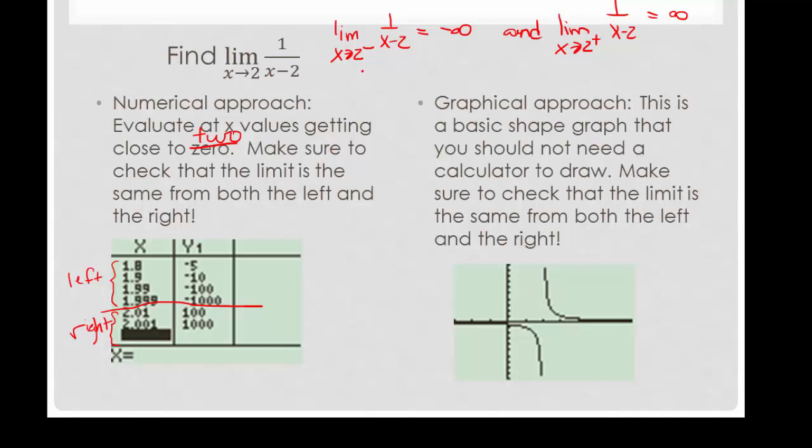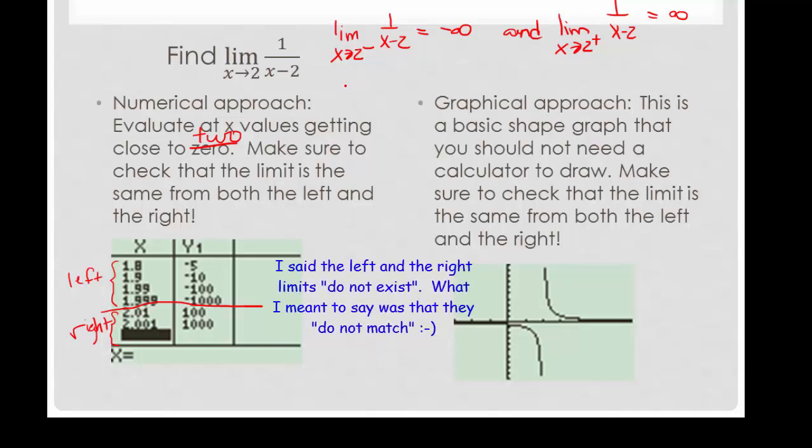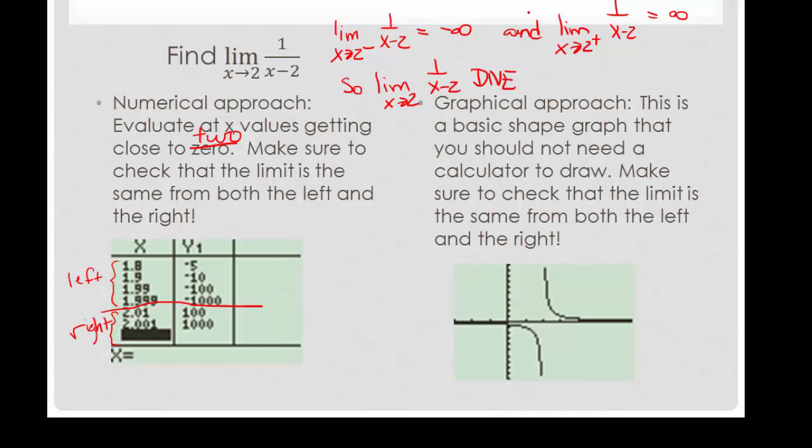Since your left limit and your right limit do not exist, that means that the limit as x approaches 2 of 1 over x minus 2 does not exist. Technically, when they equal infinity and negative infinity, they don't exist anyway because they're infinite limits. But when they disagree on the left and the right, they a little extra don't exist. You can also pick this up graphically.